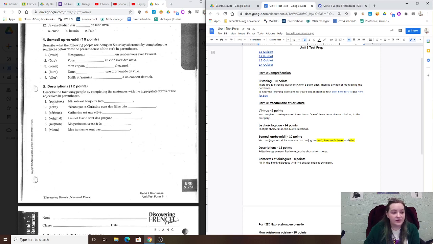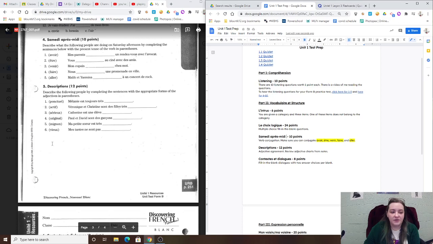So for instance, this first one, ponctuelle. Mélanie is a woman's name. So we need to make it feminine. And for EL adjectives, we know that the ending changes to ELLE, ponctuelle. That would be our answer here. So this is just a matter of looking at the subject, determining the number and gender of the subject, and then changing the adjective to match.